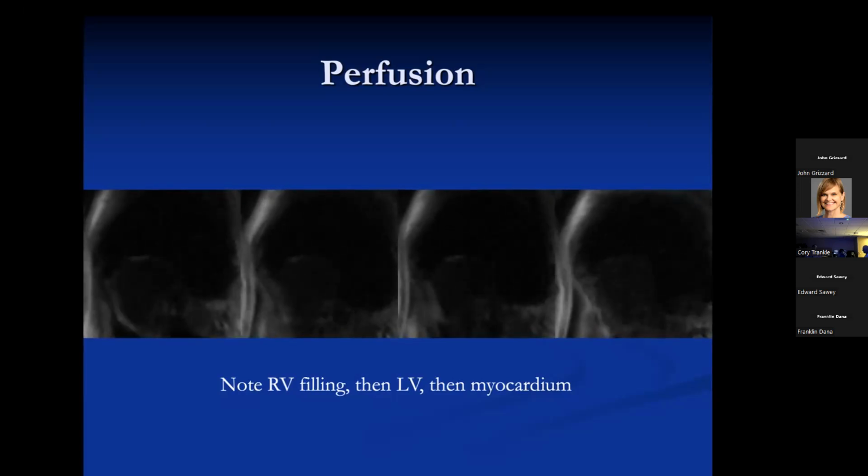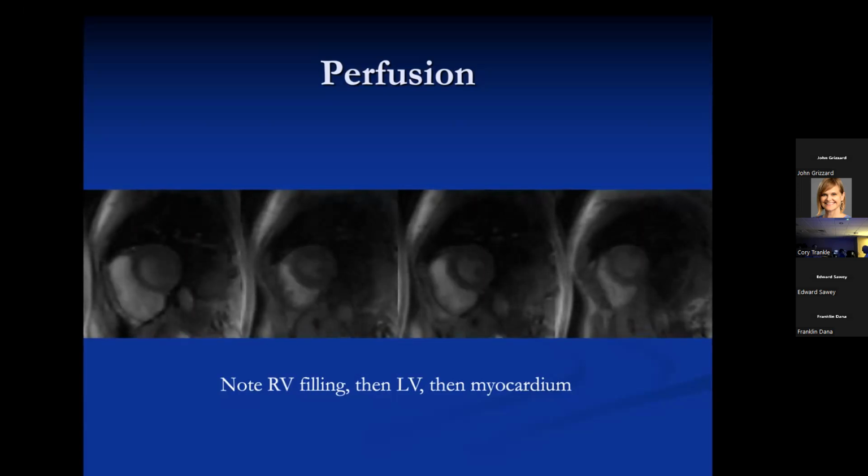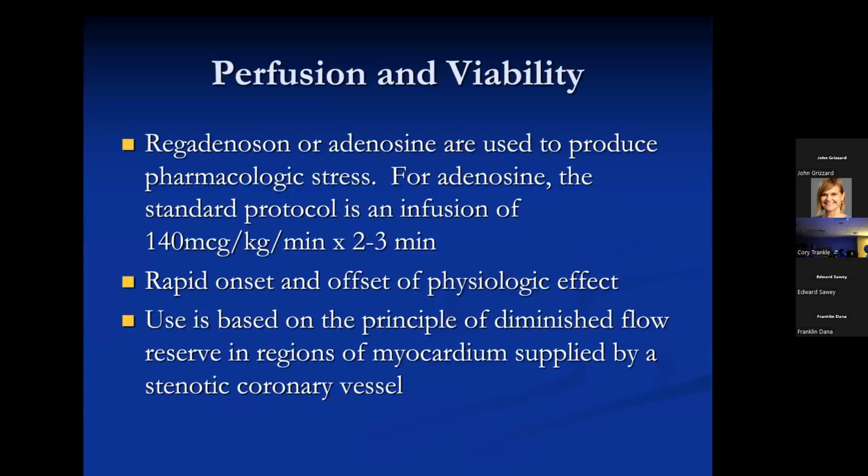And they go by pretty quick, but the nice thing is you can slow these down and play them frame by frame. We'll typically use regadenoson, or more often at our place, adenosine, to produce pharmacologic stress. The standard protocol is to give 140 micrograms per kilogram per minute for 2 to 3 minutes. You don't really need to go much beyond 2.5 to 3 minutes. You've got maximum physiologic effect. With adenosine, the offset is quite rapid as well, and it essentially clears within a minute.